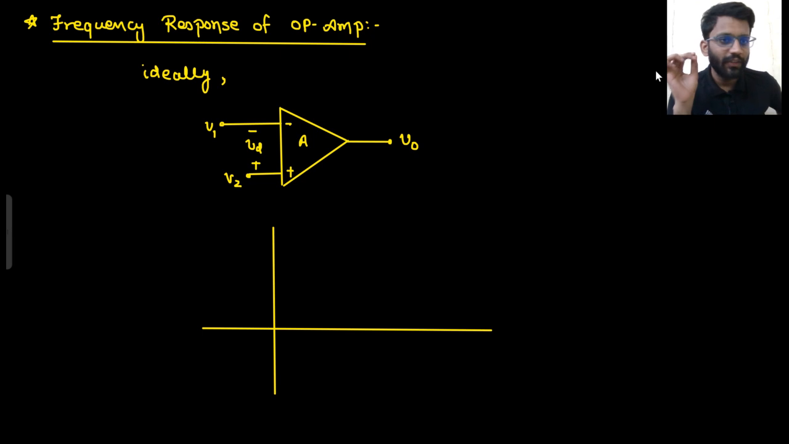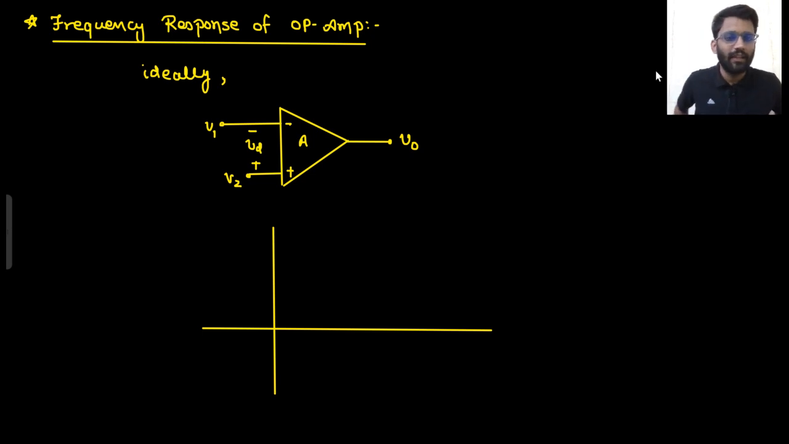So in the previous video we studied about offsets, right? We studied input offset current, input bias current, input offset voltage and output offset voltage as well. Now what are the things remaining? CMRR, slew rate, and frequency response. So first we are starting with frequency response.